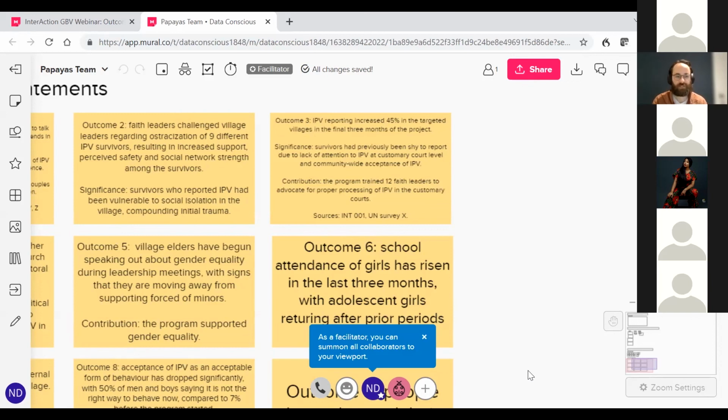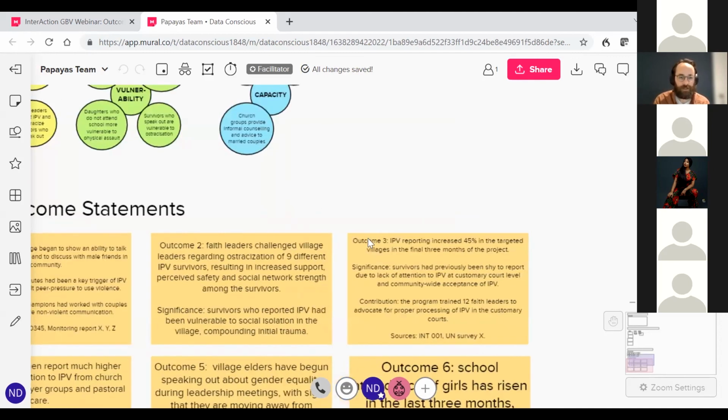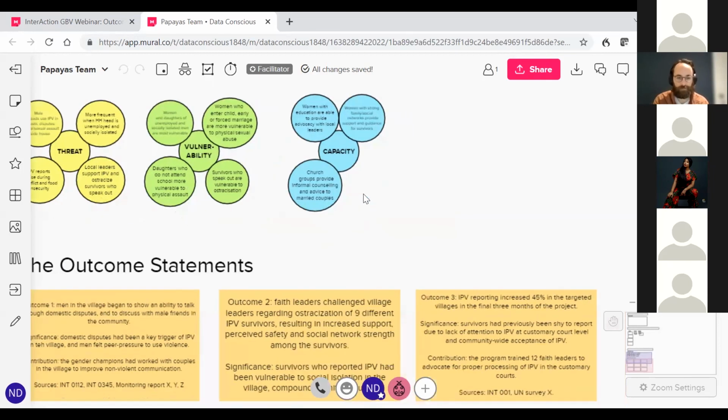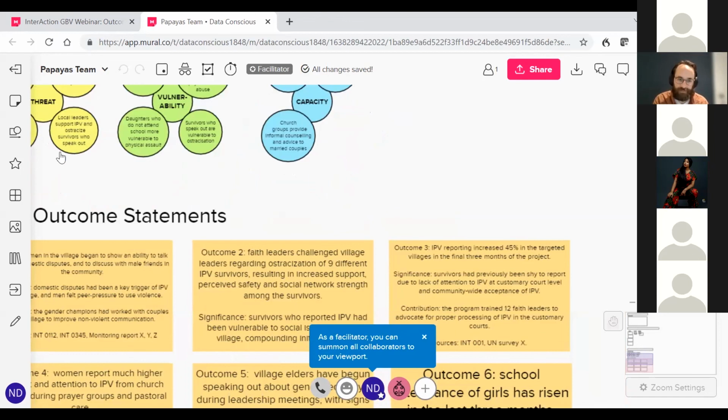I think 2 is interesting. And the big question is, how do we assess significance for these statements? If you look at this one, we're talking about faith leaders and their role in challenging ostracization. When we go back to the risk matrix, we see that ostracization was a particular threat that people were suffering when they reported this. So you'd want to relate that to that threat and say it's a reduction, or a potential reduction, in that threat. That's where I would categorize it.